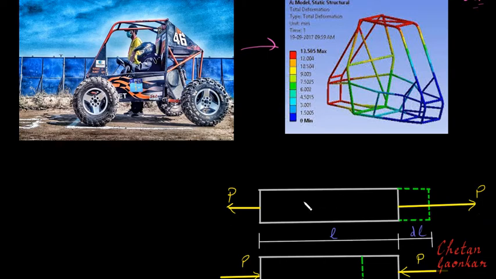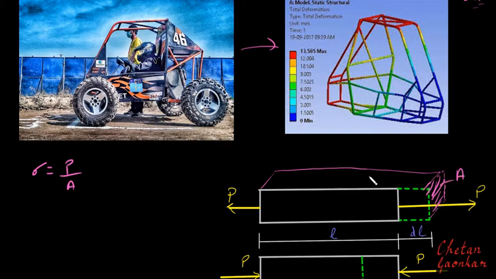Then we know that the stress developed in this bar can be given as sigma is equal to P by A, right? What is A? A is the cross sectional area. Suppose the bar has a rectangular cross section, then this will be its cross sectional area. All right. So stress in this cross section can be given as P by A.